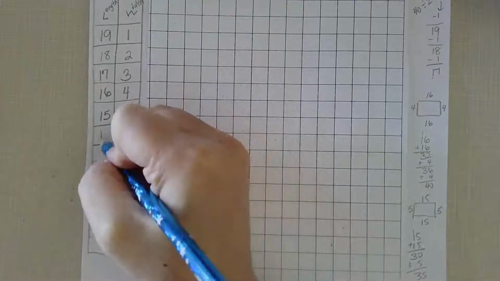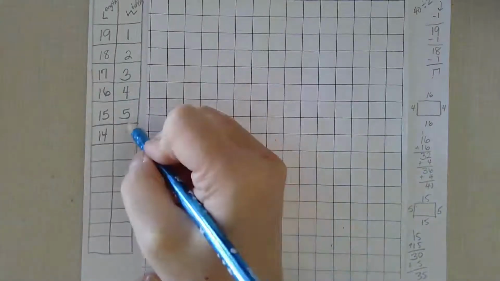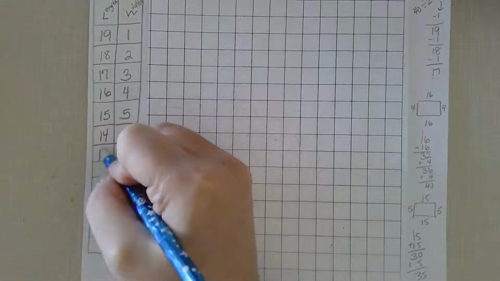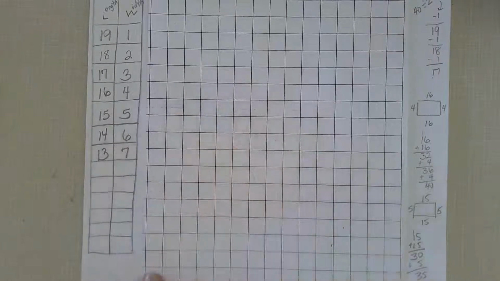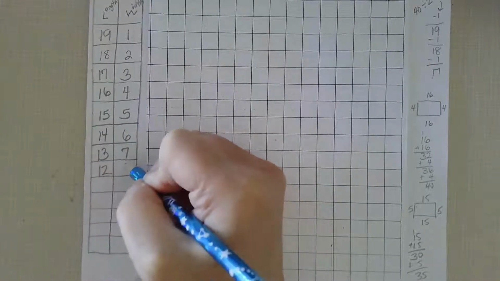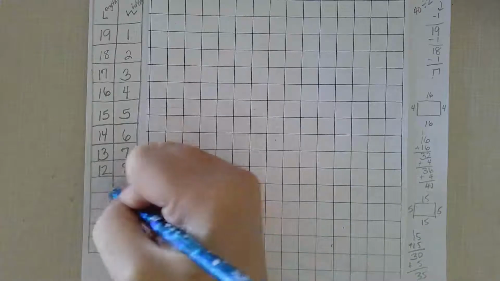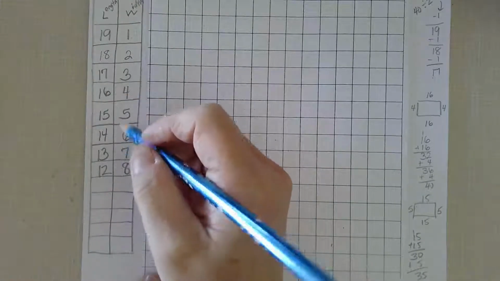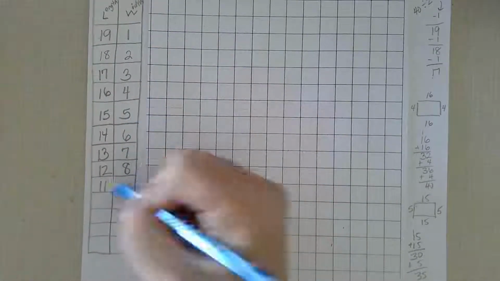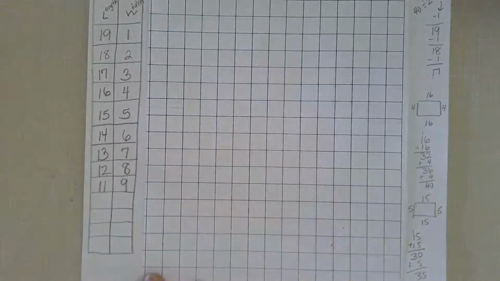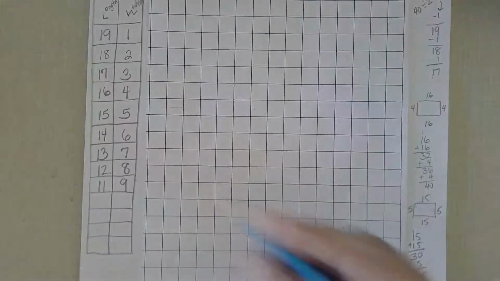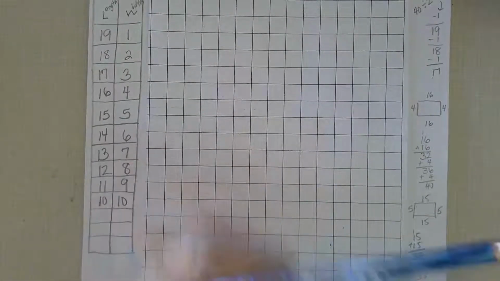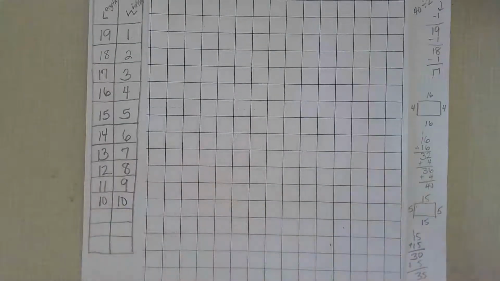Okay, so this would be a length of 14 and a width of 6, a length of 13 and a width of 7, a length of 12 and a width of 8, a length of 11 and a width of 9, right? A length of 10 and a width of 10. Keep going down and you'll see.